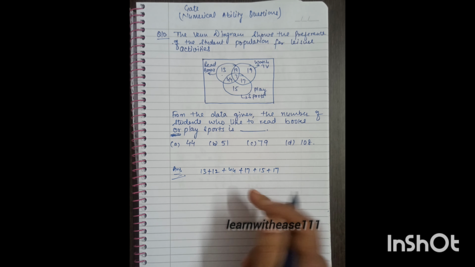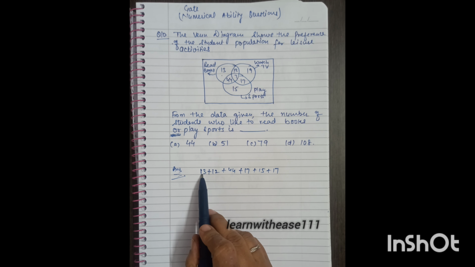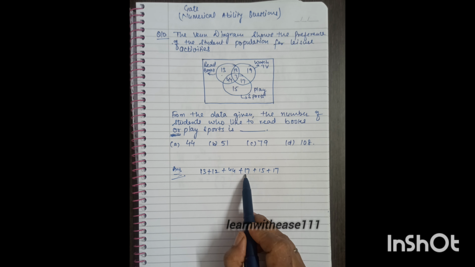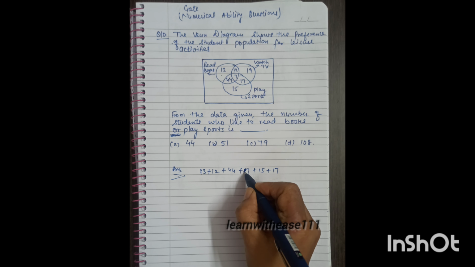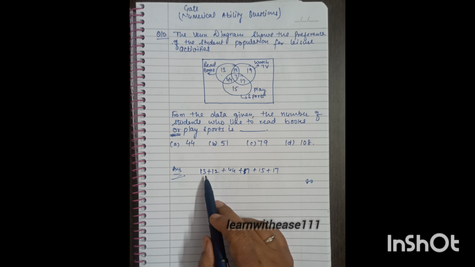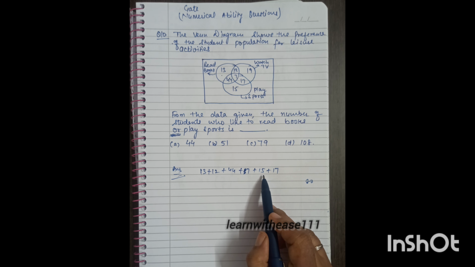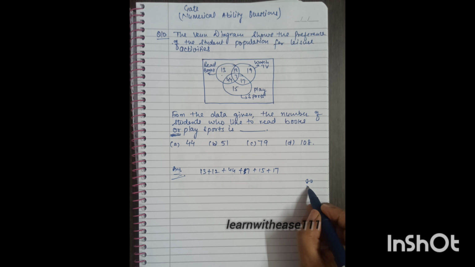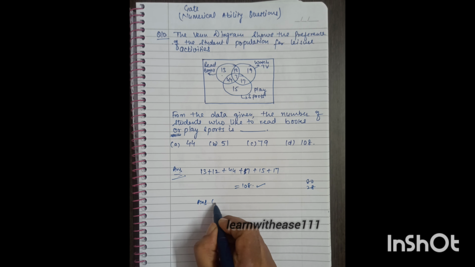13 + 12 + 44 + 7 + 15 + 17. I have written 17 here instead of 7. The fourth term is 7, right? While adding, I am adding the tens place first: 10, 20, 60, 70, 80, and then the ones place is 28. So the total is 108. So 108 is the answer, option D.